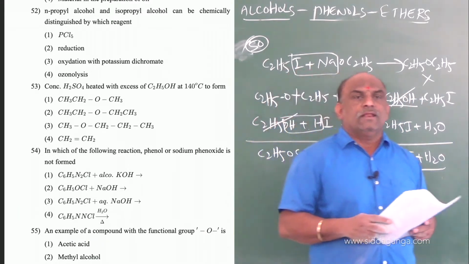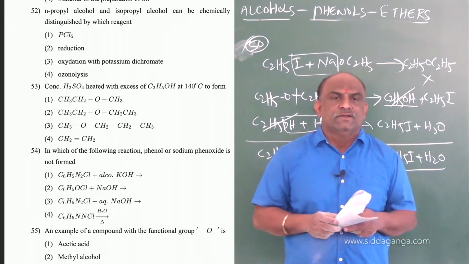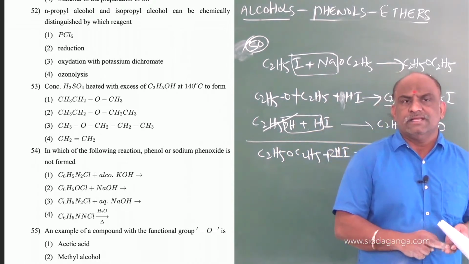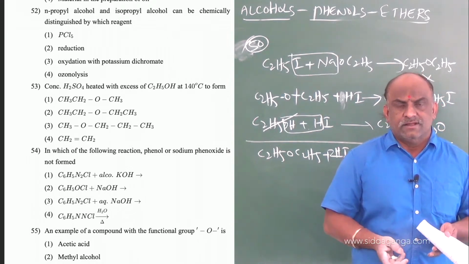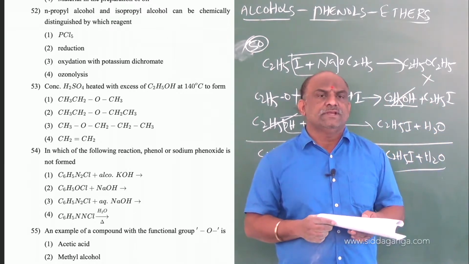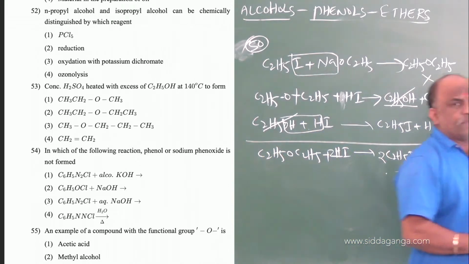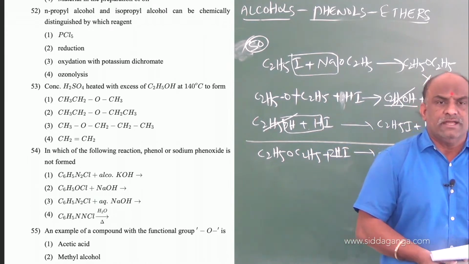Question 52: n-propyl alcohol and isopropyl alcohol can be chemically distinguished by which reagent? Simple: n-propyl alcohol is a primary alcohol, and isopropyl alcohol is a secondary alcohol. Primary alcohol oxidation gives aldehydes, secondary alcohol oxidation gives ketones. Keep this oxidation reaction in mind: oxidation of alcohols gives rise to aldehydes and ketones.